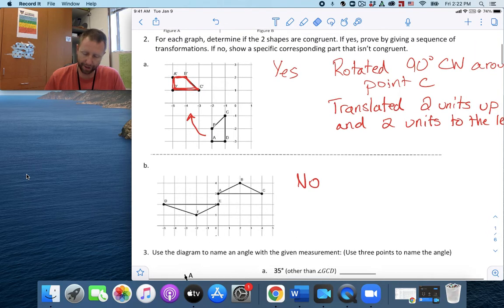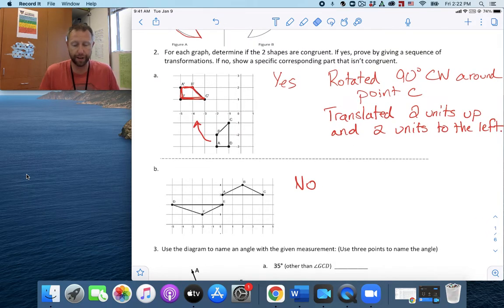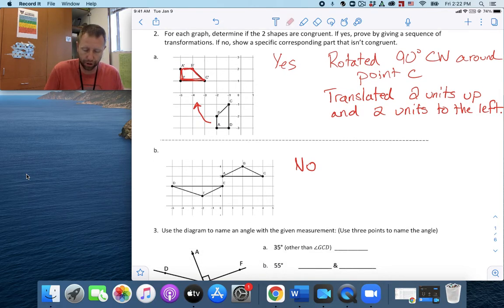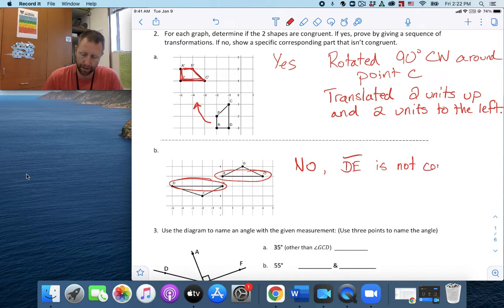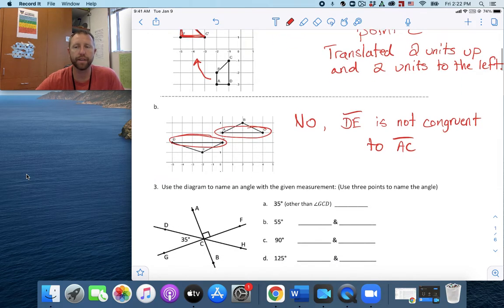And it says in the directions, if no, show a specific corresponding part that isn't congruent. It's the base of the triangle. So I'm going to show that by circling those two sides of the triangle. Okay, I'll even put it into words though. So no, line DE is not congruent to line AC.